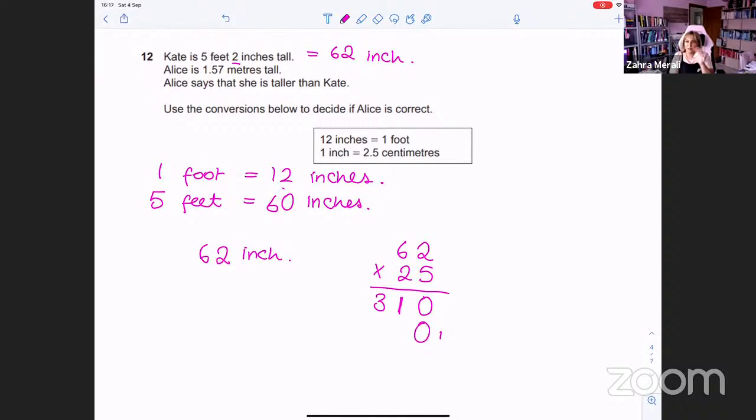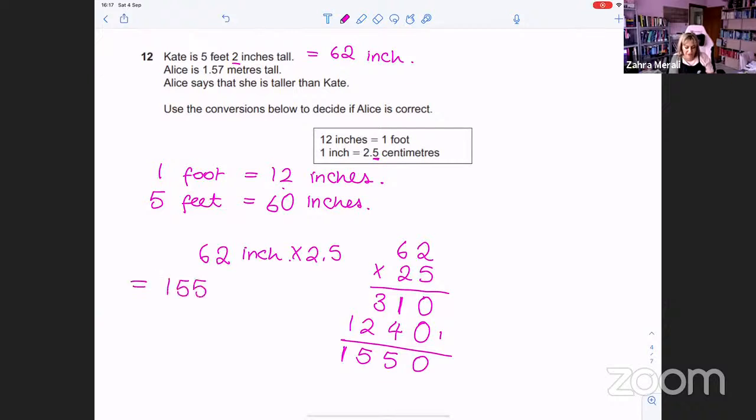You may do long multiplication another way. Honestly, however you do it, you do you. 2 times 2 is 4, 6 times 2 is 12. As long as you get the right answer, it doesn't matter. And some of you might have brains that can do it straight away. So I've added them up. Now, what I need to do, if there's one number behind the decimal place in the question, then in my answer, there will be one number behind the decimal place. So that will be the same as 155 centimeters.